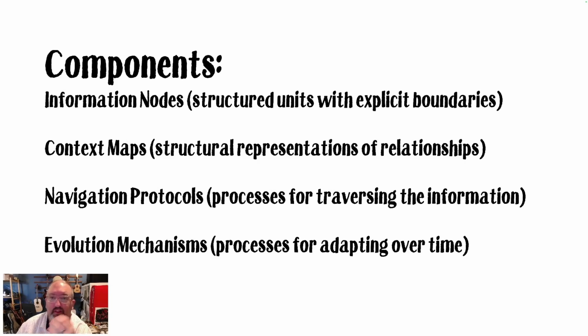What are the components? There are information nodes, which is literally pieces of information in files. We store them in markdown files. There are context maps that indicate how those nodes relate to each other. There are navigation protocols, which are processes for going back and forth and identifying the right context to pull in. And that's where this all comes from: when you're working with a large language model, what's in context, what's in the prompt that's going back and forth, managing that is a big deal, particularly if you're working on lots of files and a fairly complex thing.